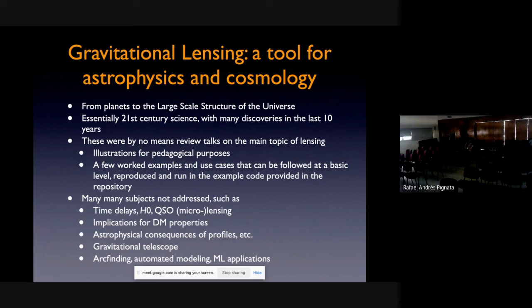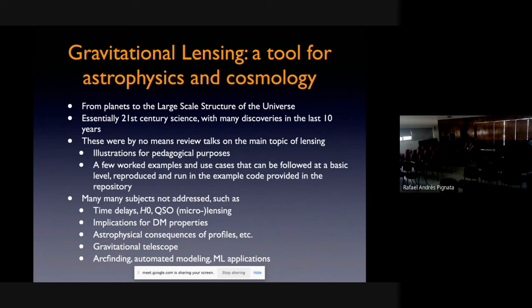Many, many subjects were left behind. Very important subjects about measuring H-naught with time delays and many other things. I didn't discuss the use of gravitational telescopes in astrophysics and many challenges that we face, like finding the systems. And anyway, so just some selected topics here.